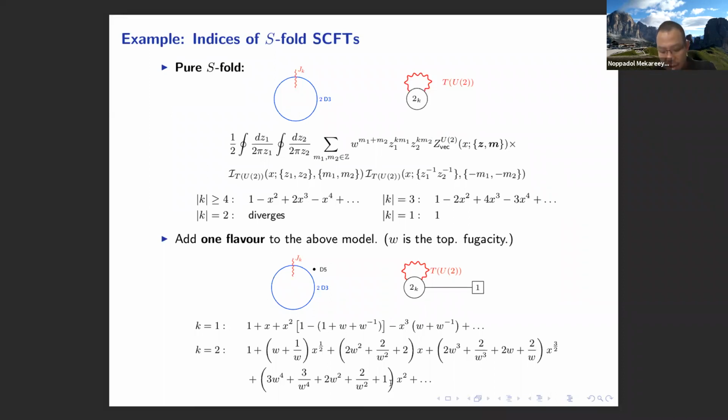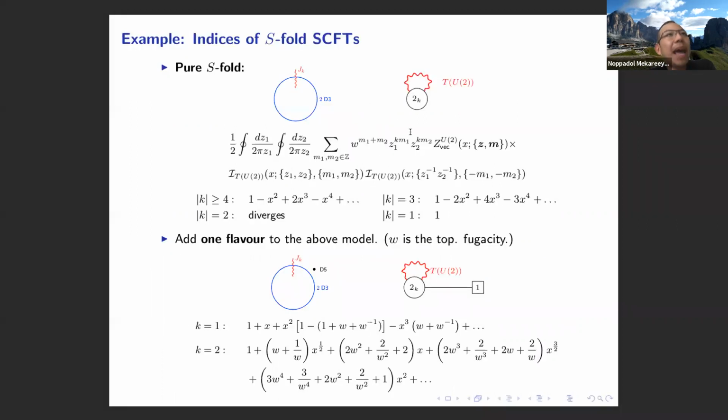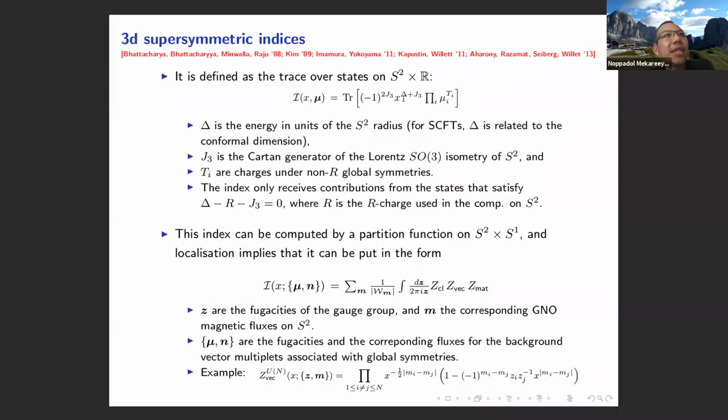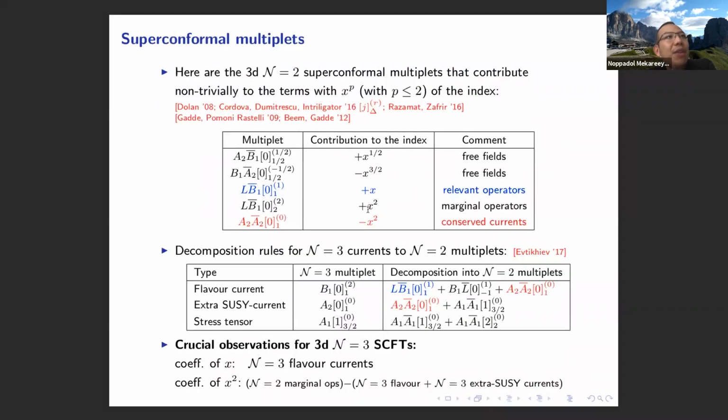So since this is the end of time, let me wrap up maybe. Let me interpret what this means, okay? If you have the superconformal index, what you can do is expand in the fugacity X. This is the same fugacity as counting delta plus J3. For an SCFT, delta is the conformal dimension plus this J3, okay? So if you expand, you can study the matching of the superconformal multiplets.